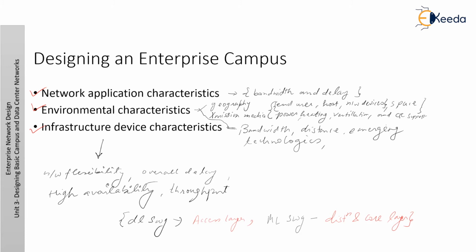High availability and high throughput are requirements that might require consideration throughout the infrastructure. Most enterprise campus designs use a combination of data link layer switching in the access layer and multilayer switching in the distribution and core layers.